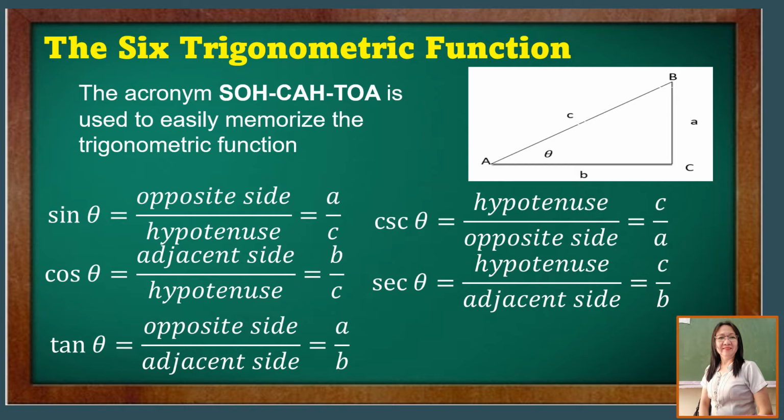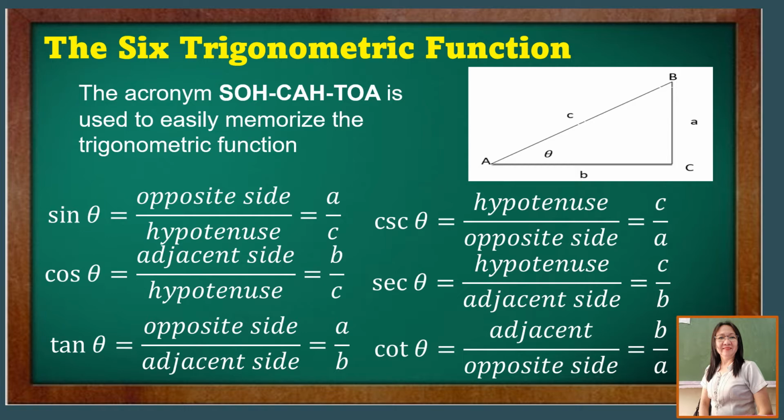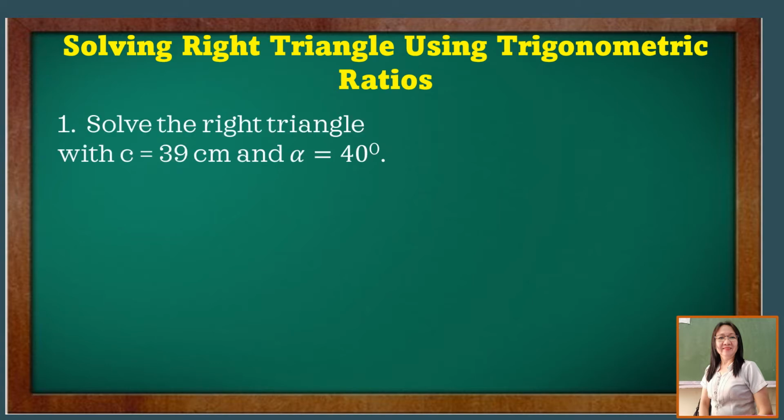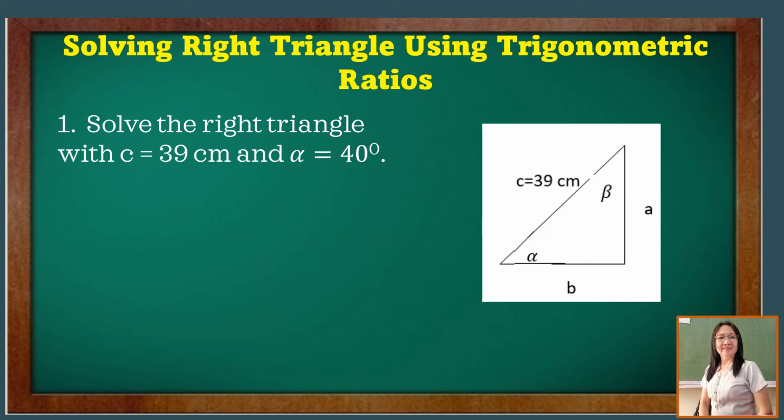And of course, the reciprocal of tangent is the cotangent. So cotangent theta is described as adjacent over the opposite side, or B over A. Now let us start solving our right triangle using trigonometric ratios. Let us have our first example with this figure.